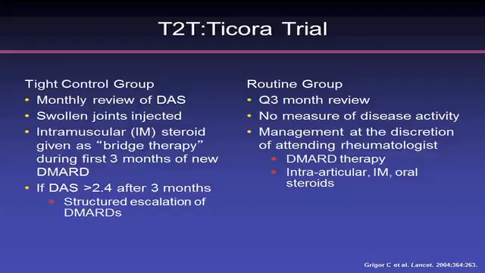And again, monthly review of DAS, swollen joints injected, IM steroids given as bridge therapy during the first 3 months, and if after 3 months disease activity was still moderate based on the DAS-44, there was structured escalation of DMARD therapy.